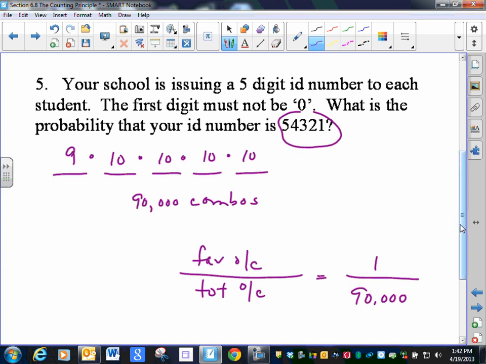So that's an introduction to the counting principle. It's pretty easy. It's kind of fun. It's a short little section, and you should now be able to do your homework in the book, and I look forward to seeing you when I get back.